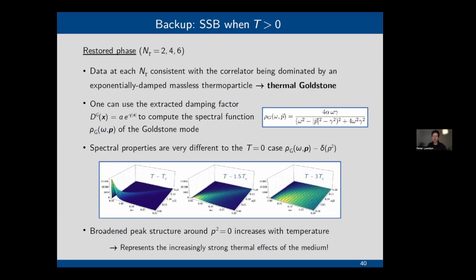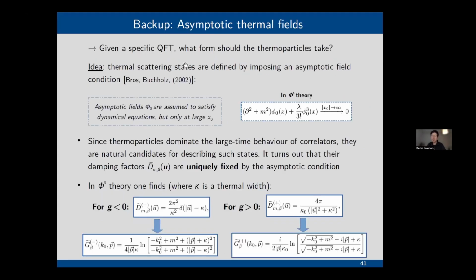If you're interested in the paper, this 2002 paper, what they do is they basically ask how you define asymptotic states. They say that the asymptotic fields should satisfy the full equation of motion, but only at asymptotic times. So they're not the full interacting fields, of course. They're somewhere in between, and they're not the free fields as you'd have in the vacuum case. What you can prove is that this non-perturbative condition fixes uniquely these damping factors and then the propagators.